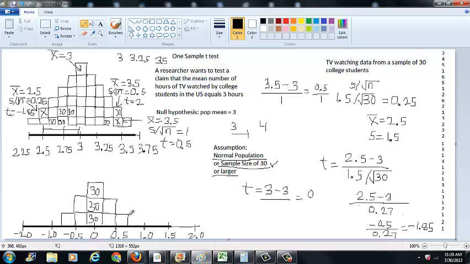And the more extreme samples will be further away from 0. I'll put some more boxes in here.